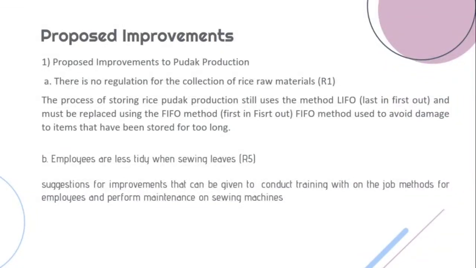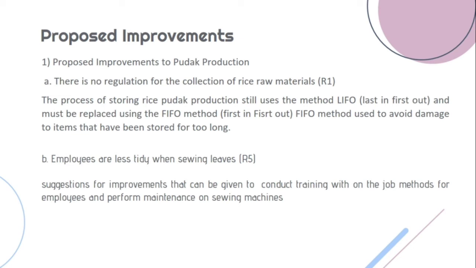After knowing the risk priorities, further improvement will be proposed. Proposed improvement 1. Proposed improvement to product production. A. There is no regulation for the collection of rice raw material. Code R1. The process of storing rice in product production still uses the LIFO method, or last in first out, and must be replaced using the FIFO method, or first in first out. The FIFO method is used to avoid damage to items that have been stored for too long.